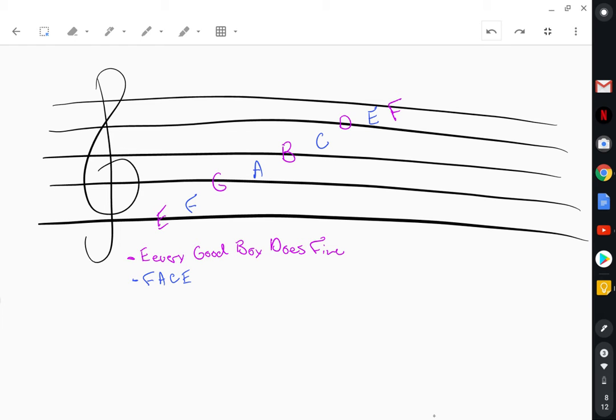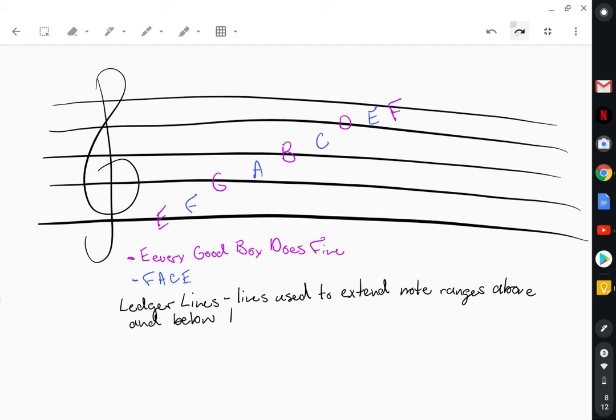Okay, so now that we've become more familiar with our notes and our pitches that are on the staff with Every Good Boy Does Fine and Face, it's time to talk about what happens when we want to go above and below the staff. And what we do is we use these things called ledger lines. That's that definition that's popping up below. And these are lines that are used to extend note ranges above and below the staff.